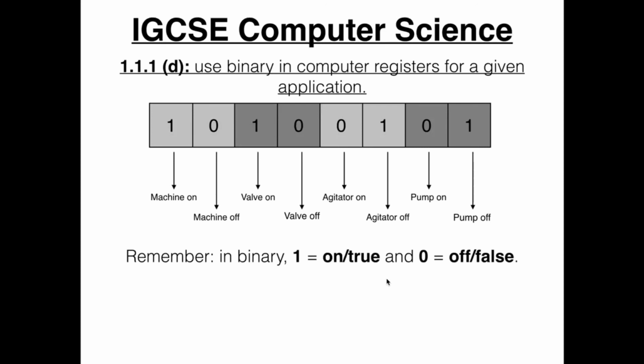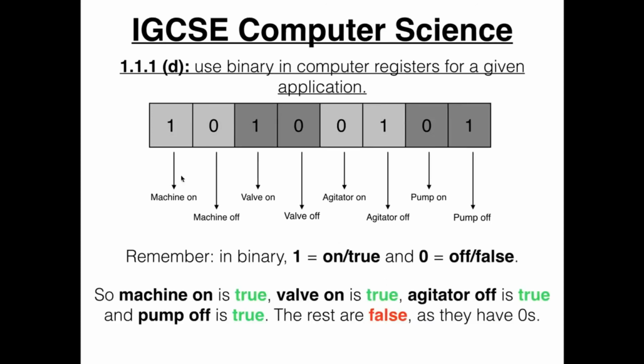Okay, so in this case, machine on is true, because it has a value of 1 here. Valve on is true, because it has a value of 1. Agitator off is true, because it has a value of 1. And pump is off, because it has a value of 1. The rest are false, as they have zeros. So this is the effect it would have on the washing machine if the register contained these bits.